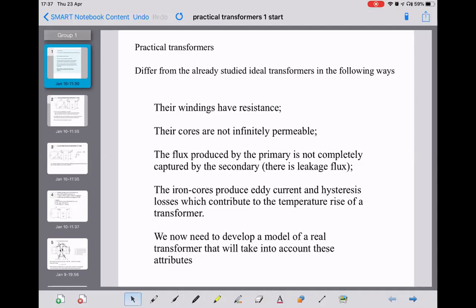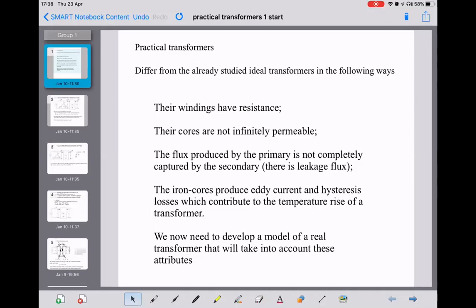We said for ideal transformers the windings had no resistance, but in real transformers the windings do have resistance, because a piece of copper wire has resistance. We said for the ideal transformer that the cores were infinitely permeable. What that means is an ideal transformer will take as much magnetic field as you want to pump into it. That's not true of real transformers. They have a finite permeability, so you build up a field, but eventually that field won't build up anymore, however much more current you pass through the coil that's making it.